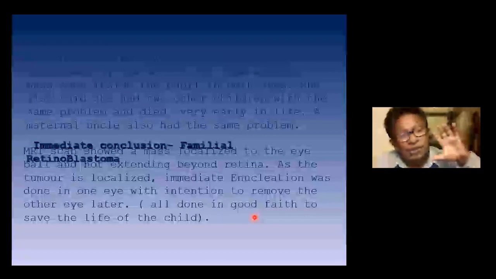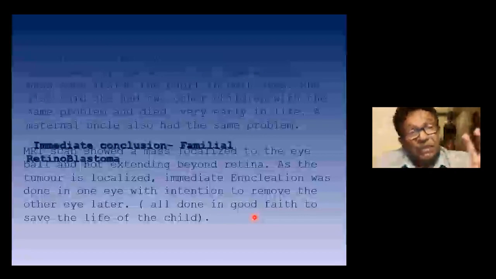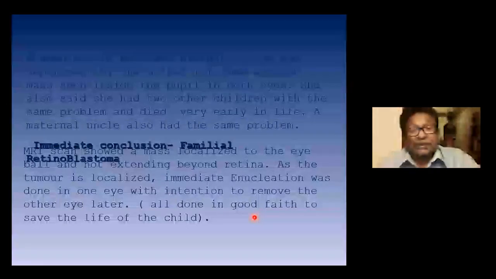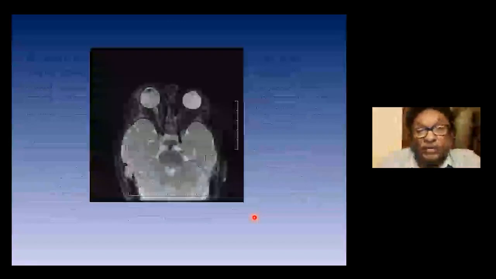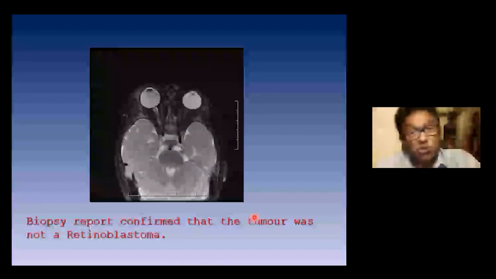So in this particular case, the diagnosis was made. One eye is removed, the eye which was affected most, because otherwise he would die of this retinoblastoma. So this is the X-ray of this patient, and the biopsy report confirmed that the tumor was not a retinoblastoma.